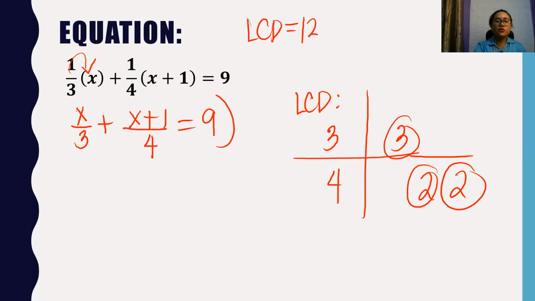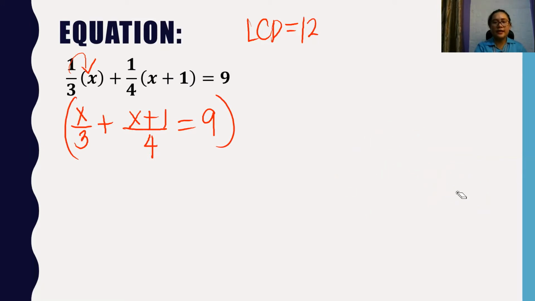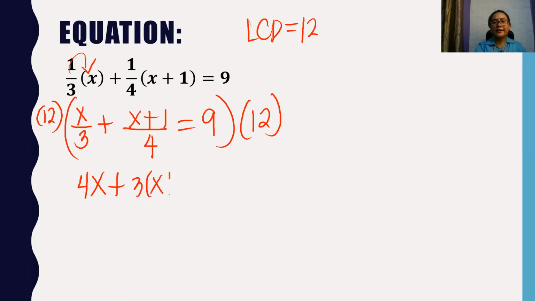Okay, so you have to multiply both sides with the LCD 12. So we have, multiply both sides with 12. 12 divide 3, 4. 4 times x, 4x. Plus 12 divide 4, 3. 3 times x plus 1. Okay? Then 12 times 9, that is 108.